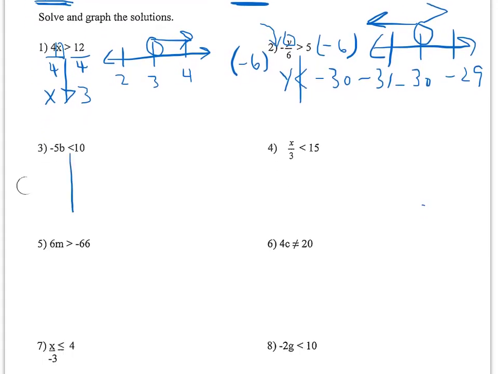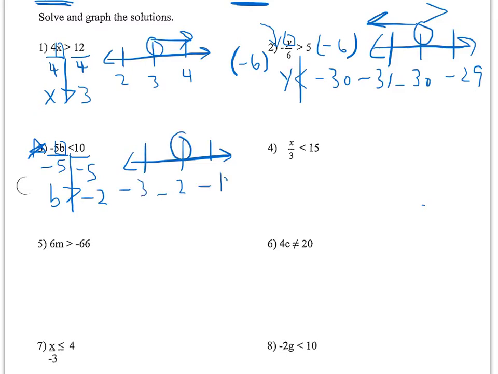Number 3, to solve this, we're going to divide by negative 5. And remember, it's a negative. So we switch the symbol to the opposite, which is greater than, negative 2, and we solve for it. So remembering this little rule will ensure that you get a good score in the next test. Negative 2 circled open, going to the right.